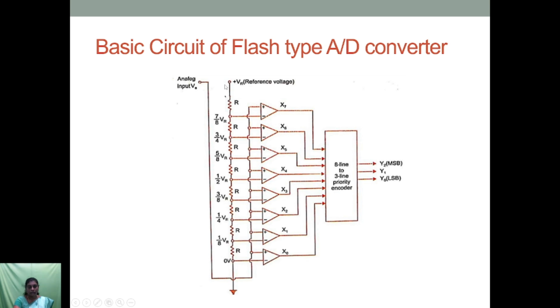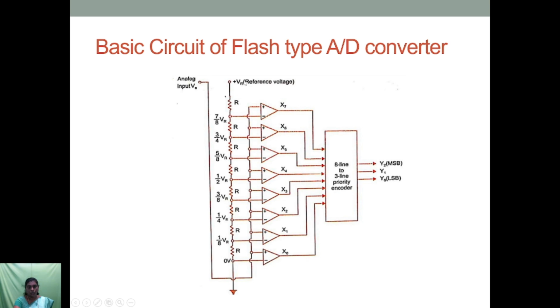So here we are having a series of resistive network which has 8 resistors. All the resistor values are the same, and the voltage across the resistors is divided equally. So this is the reference. At this point we have given the reference voltage, and this point is grounded.